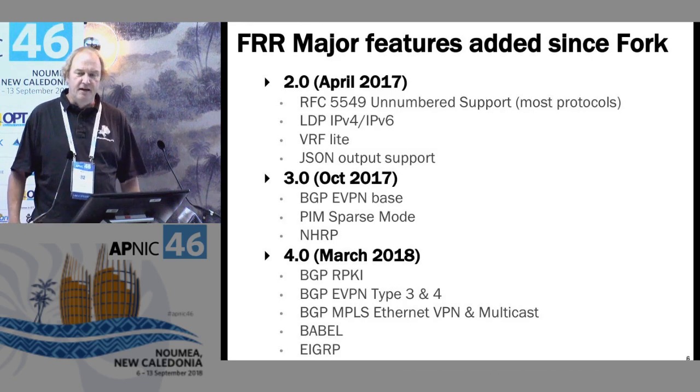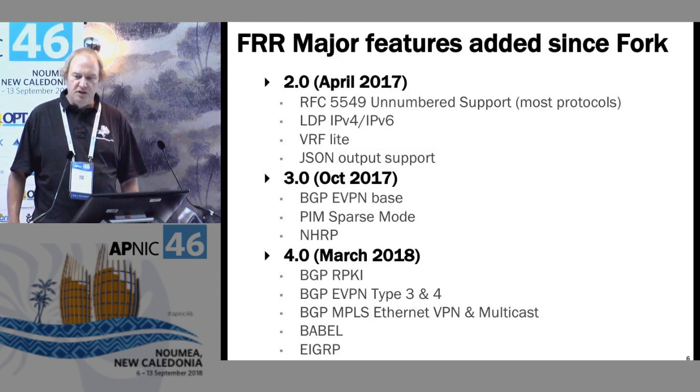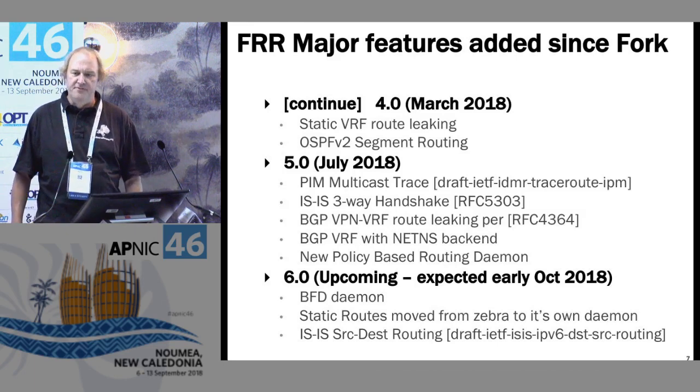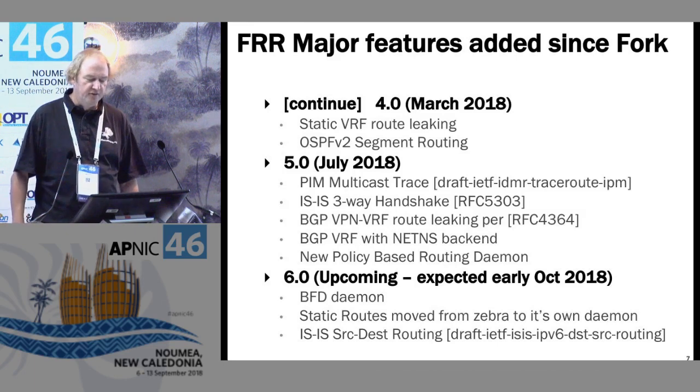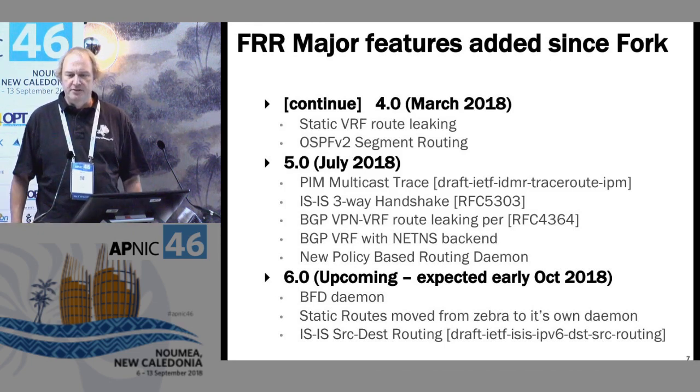We added RPKI this March. We had more EVPN work. Babel got added, EIGRP as I mentioned before. Babel, if you're not familiar, is sometimes used in the wireless world. We have segment routing on OSPFv2, we got that in there too. With version 5 we have, for example, policy-based routing. If you're familiar with routing platforms where you can route based on source, destination, and maybe even port number, you can do weird rules there.